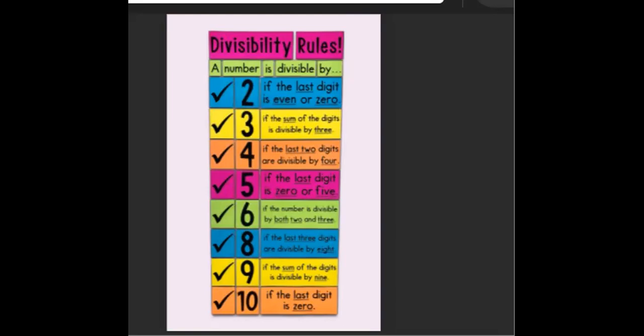Yes, ma'am. Divisibility by 2 is if the number is even. 0 is also even and 2 is also even. So if the number is even, it is divisible by 2. Excellent. So the rule is if the last digit is even or zero.